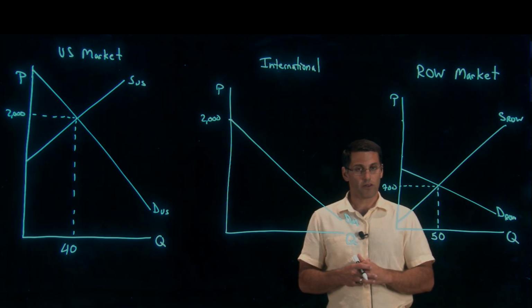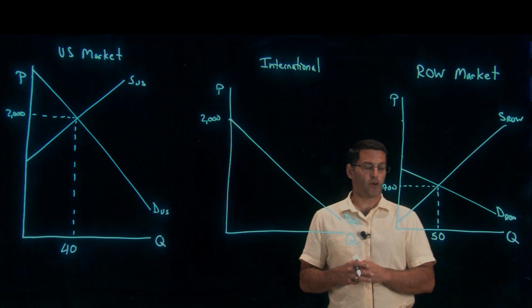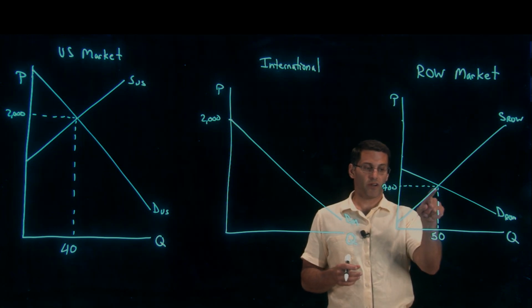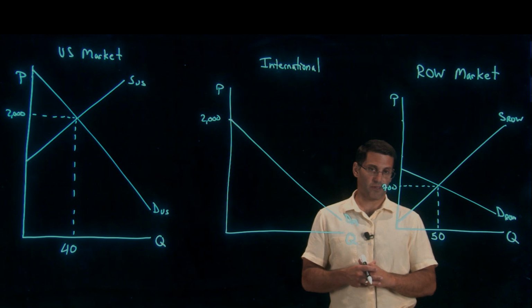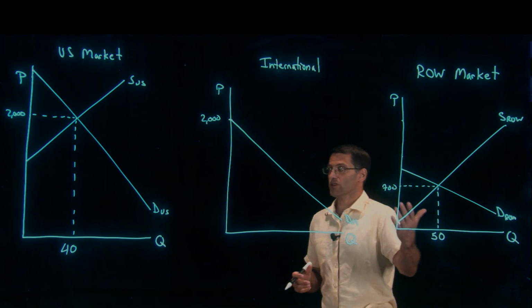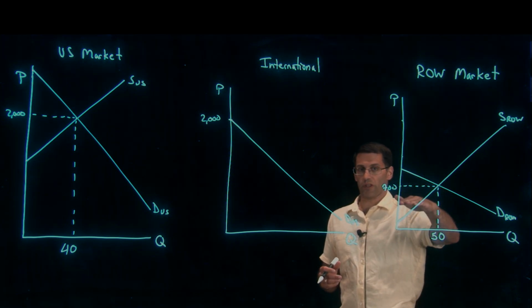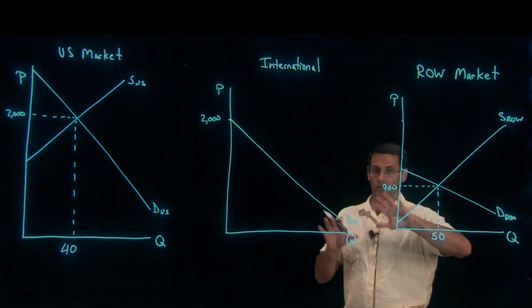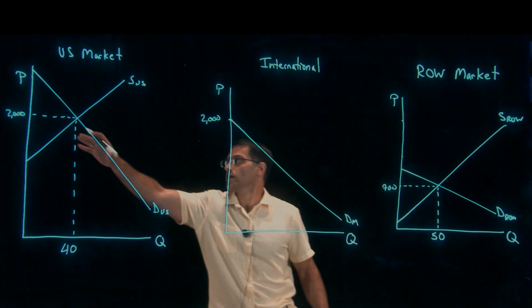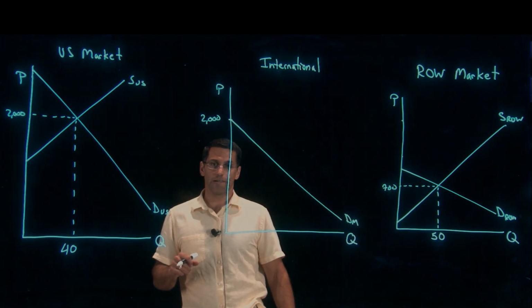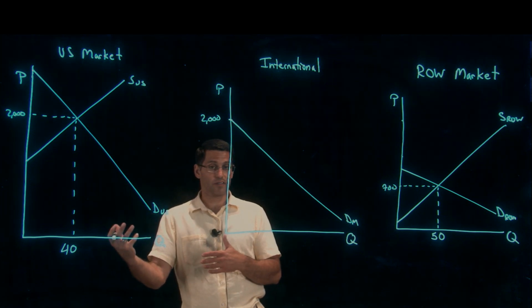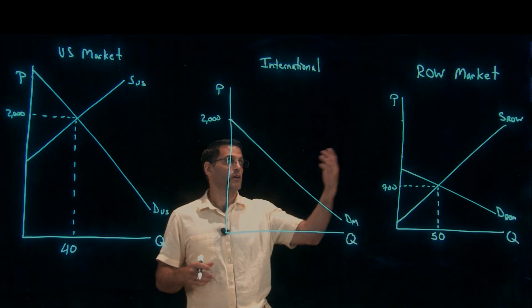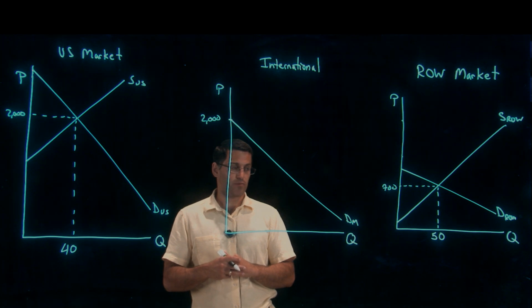The autarky equilibrium, no trade equilibrium in ROW, is at a price of 700 and a quantity of 50,000. So clearly here we can see rest of the world has a much lower price in autarky than the US does. And so that means that the US is going to be the importer in this market, and rest of the world is going to be the exporter.